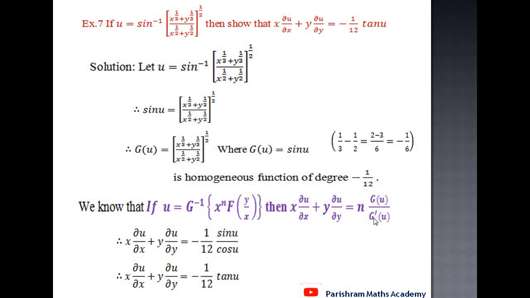It means derivative of sine of u is cos of u, that is minus 1 upon 12 into sine u upon cos u, that is minus 1 upon 12 into tan of u. And therefore x into ∂u/∂x plus y into ∂u/∂y equal to minus 1 upon 12 into tan of u, which is the solution of the given example. These are examples of Euler's theorem.